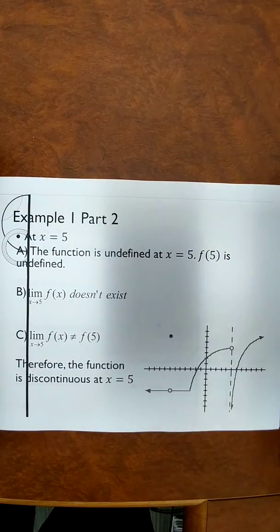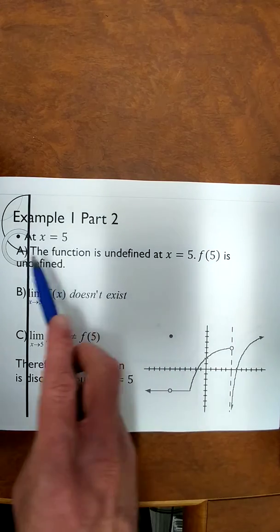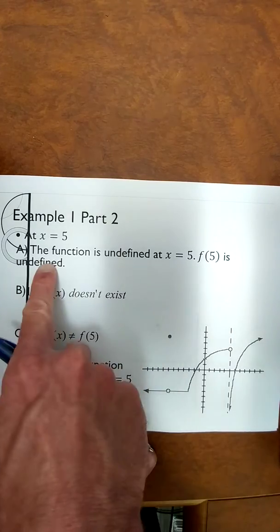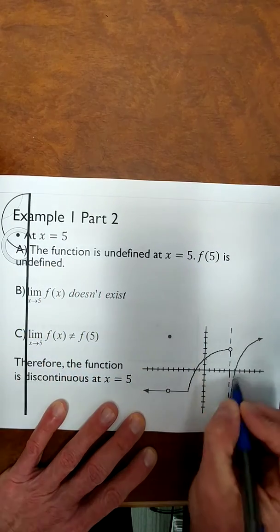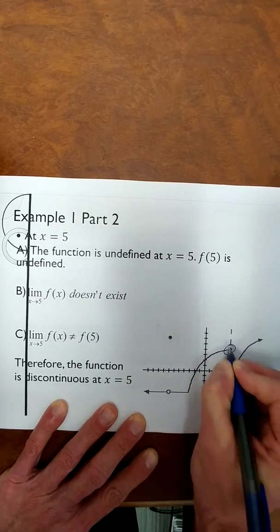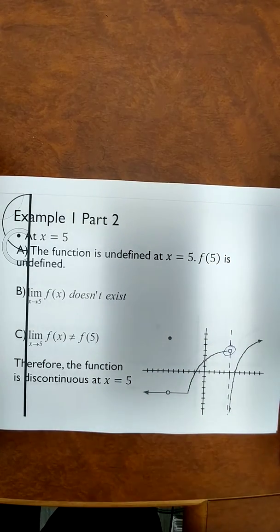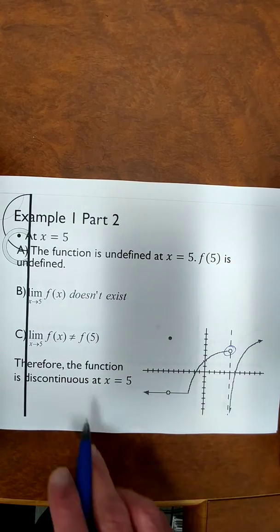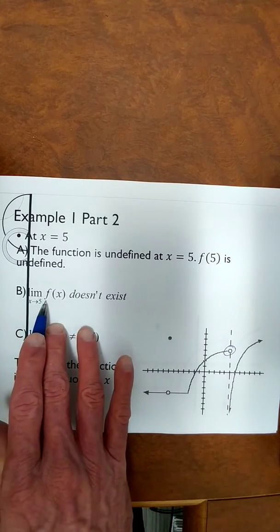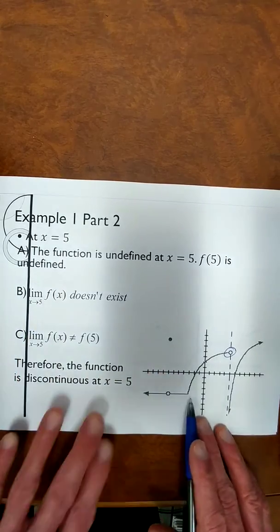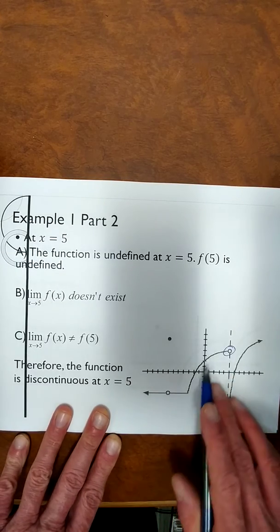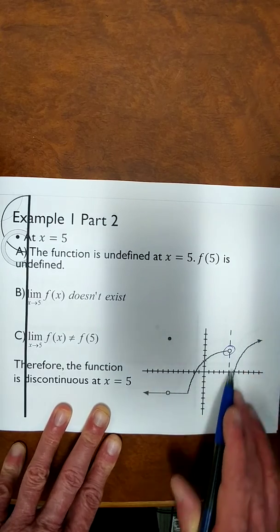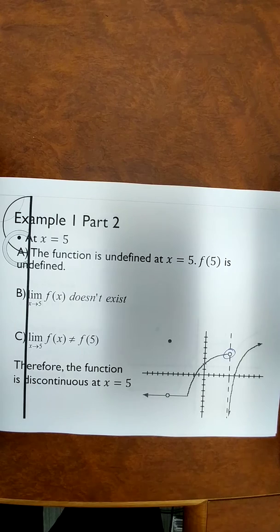Okay, let's look at 5. A lot of things go wrong here at 5. First of all, the function is undefined. Look at the graph. You have an asymptote and you have a hole. No solid point to indicate that the function's defined. So it's undefined, and already we're discontinuous. But I also made a note that the limit doesn't exist here, because the left-hand limit appears to be 4, but the right-hand limit appears to be negative infinity.